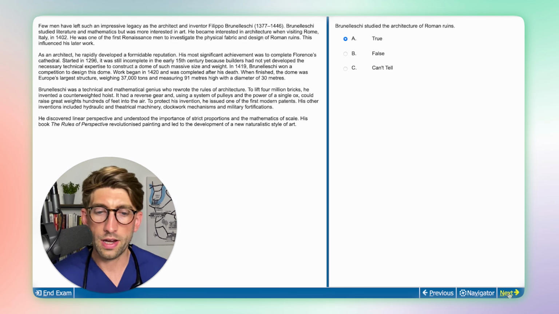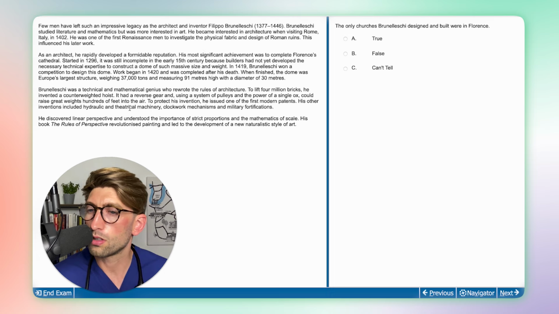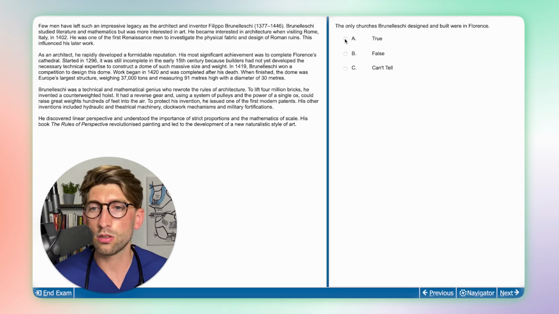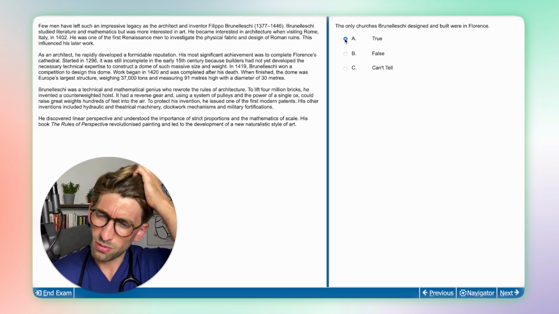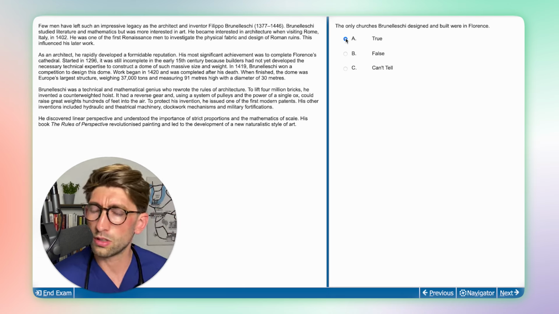Okay, so second question. Let's have a look. The only churches Brunelleschi designed were built in Florence. So we talked about Florence, so we know he built them in Florence. It mentions Florence a few times. It says Florence and it doesn't do anything else. So on the one hand, it could be true. On the other hand, he could have built stuff somewhere else. He could have done other stuff elsewhere, but you don't know. But then again, all it talks about is Florence. So I'm going to say true.